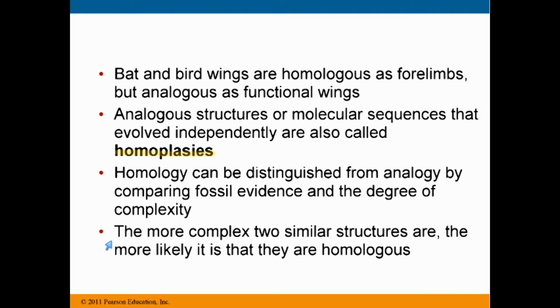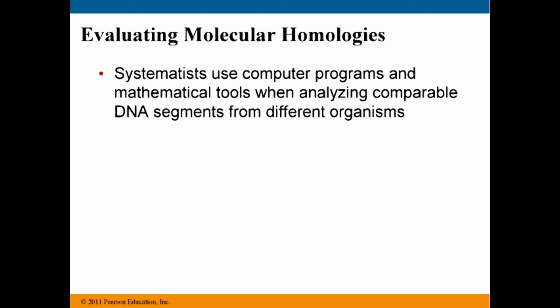So the rule of thumb is the more complex two similar structures are, the more likely it is that they are homologous. Okay? The less complex they are, then they have probably arisen through two different pathways. So that's a general rule of thumb.